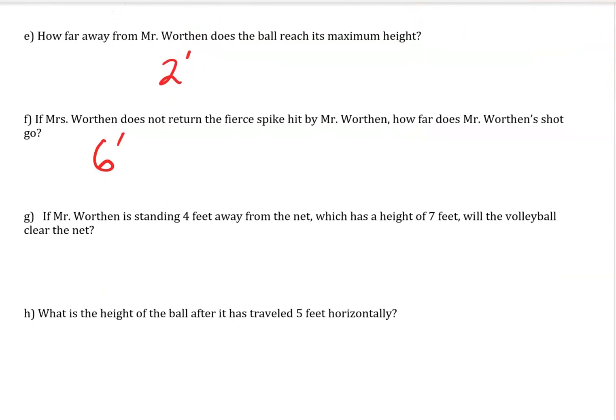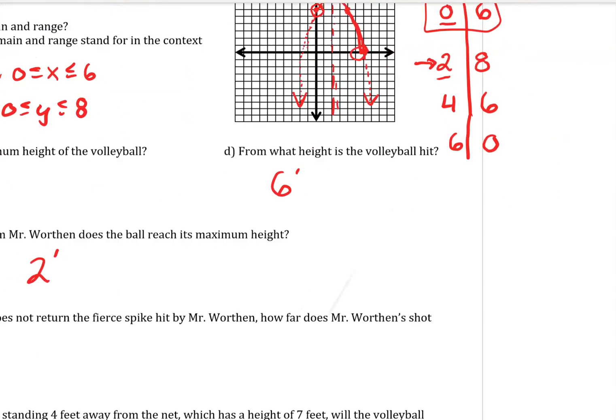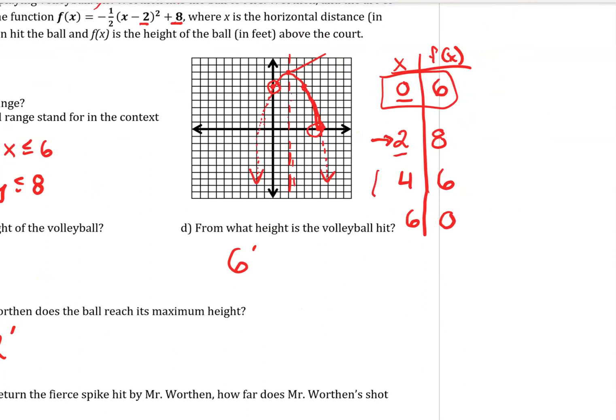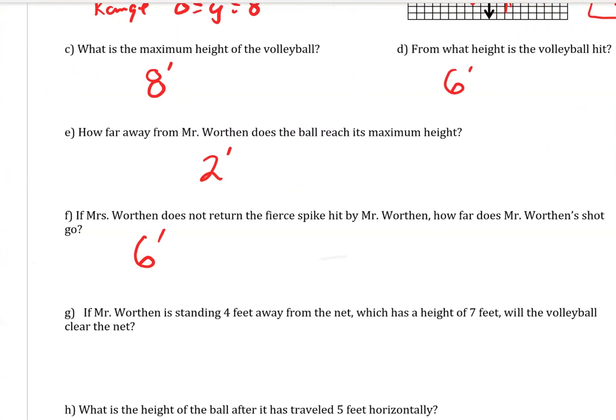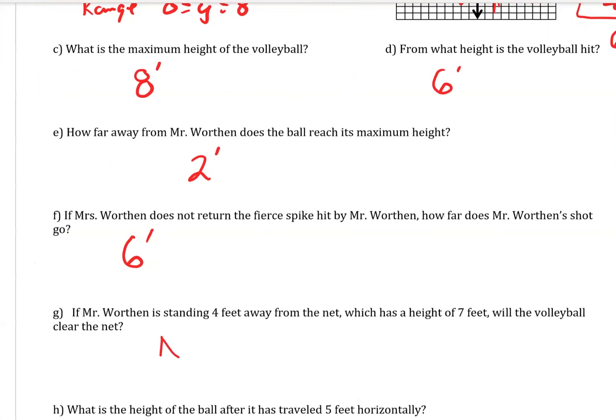If Mr. Worthen is standing 4 feet away from the net, which has a height of 7 feet, will the volleyball clear the net? If we take a look back at our table, 4 feet away, the ball was only 6 feet up in the air. So, no, it will not clear the net.